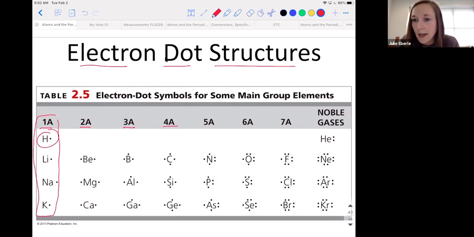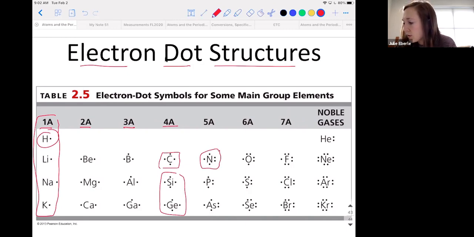And then you put 1 dot on each side before you ever pair up 2 dots on one side. So notice carbon's going to have 1 dot on each side, as will any element in group 4. Then finally, when I get to group 5, now I'll start pairing them up. Nitrogen has those 2 dots on the right side. And so on and so forth until you get 8, 2 dots on every side.